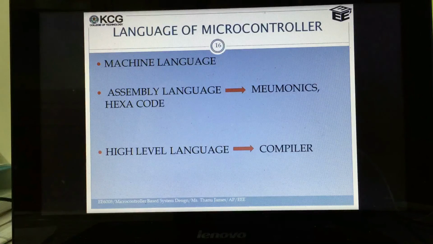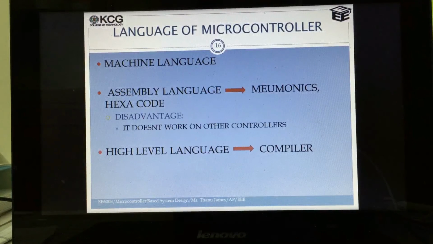Machine language is the language which is understood by the machine itself, and it is zeros and ones. Assembly language is the language written in mnemonics or hexa code. The high level language is written in C, C++, Java, Python, etc. And you need a compiler to compile this high level language to be understood by the machine. So this high level language is converted into machine level language with the help of a compiler.